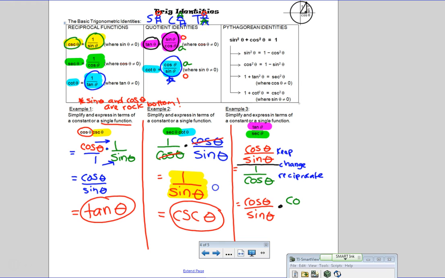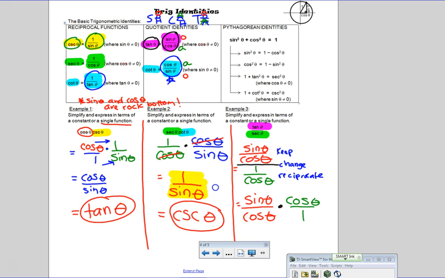Oh, I apologize. I'm sorry, I probably just confused you. Tangent theta is not what I wrote. Tangent theta is sine over cosine. So let's erase that. Sorry about that. So we're going to keep the numerator. We're going to change to multiply, and then we're going to reciprocate the denominator.